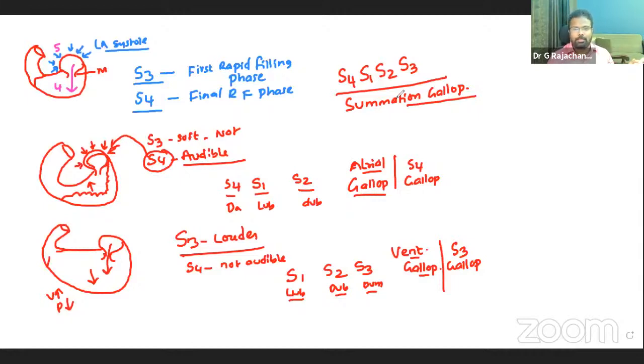So this is about the second point that we are discussing. What is the first point that we are discussing? The first point is whether the first and second heart sounds are audible. S1, S2 are audible, and their character, whether it is loud, whether it is soft, all those things we have discussed. Second thing is extra heart sounds. What are the extra heart sounds? S3, S4 are audible. If S3, S4 are audible, what is the pathology?